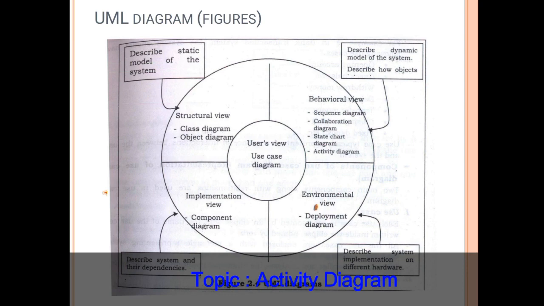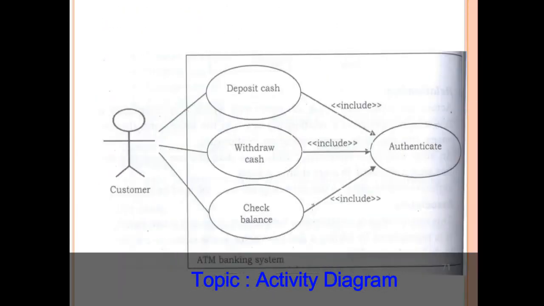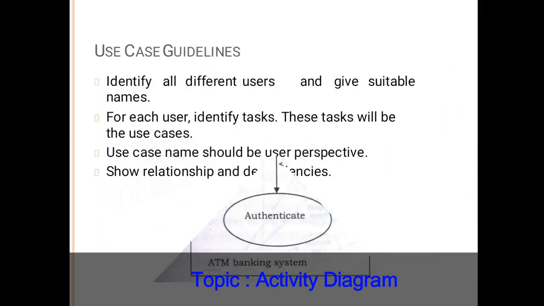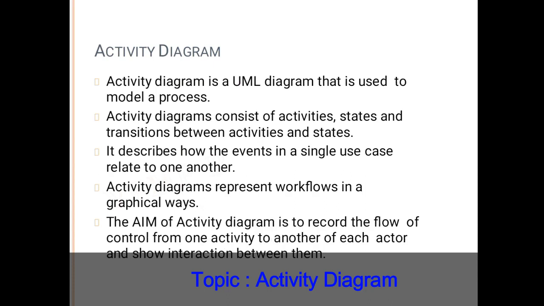In this lecture we are going to discuss the activity diagram of the behavioral view of Unified Modeling Language diagram. In previous video lectures we have already discussed all the views like structural, behavioral, environmental, implementation and user view. So now let's start the activity diagram of the behavioral view of UML. Once again, an activity diagram is a UML diagram, it stands for Unified Modeling Language diagram and it is used to model a process.